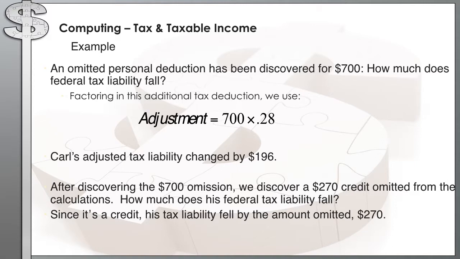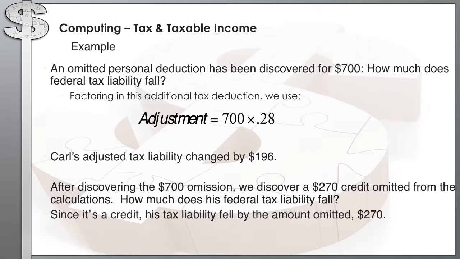So if you recall the formula, it was the 17,025 plus the 28% times whatever was over the $83,600. What you could do is go back and do that formula again and just subtract $700 from the $111,500, or you can simply multiply 28% times the 700, and his tax liability would fall by $196.